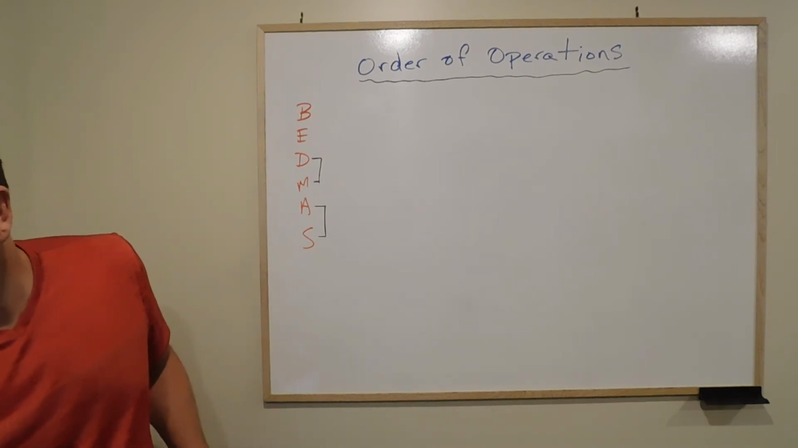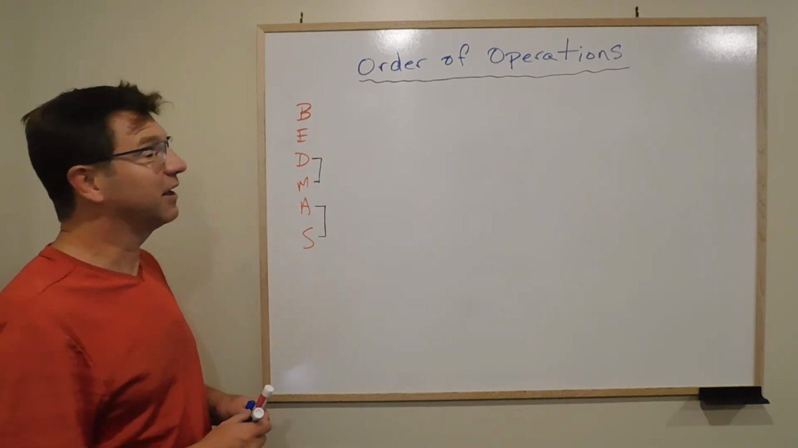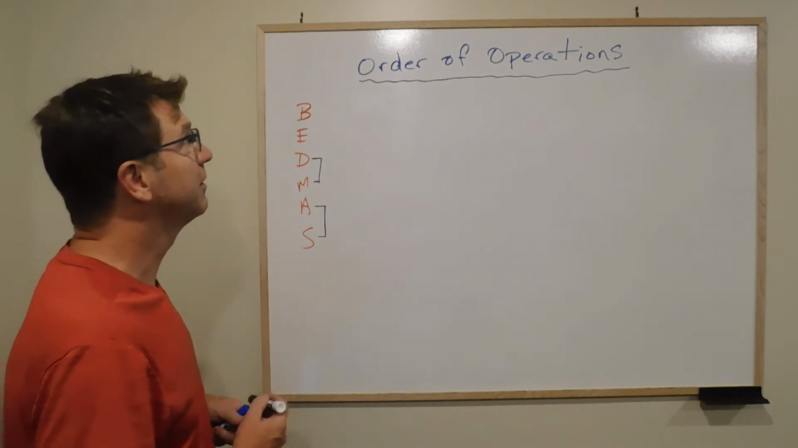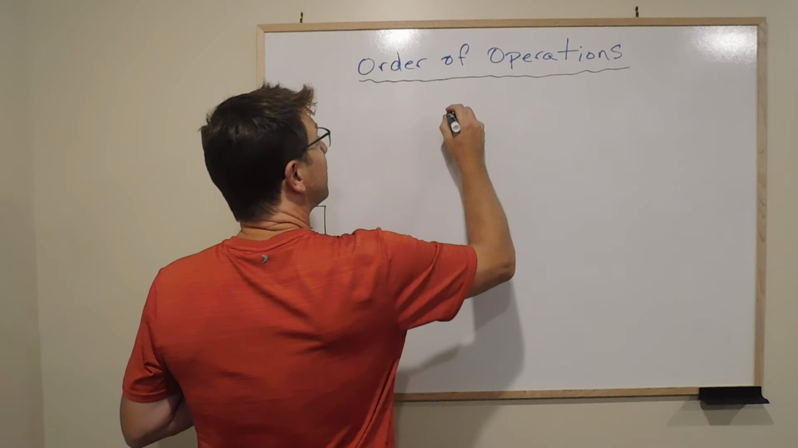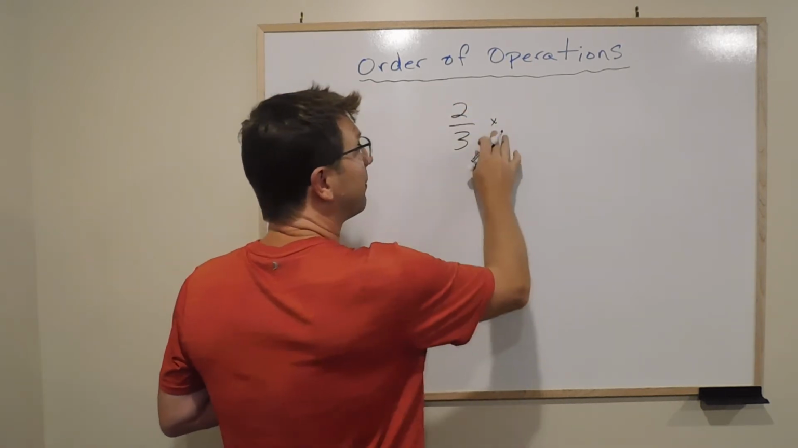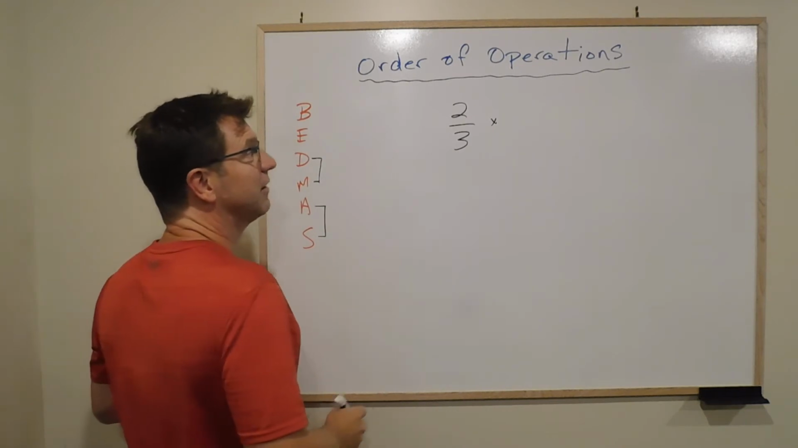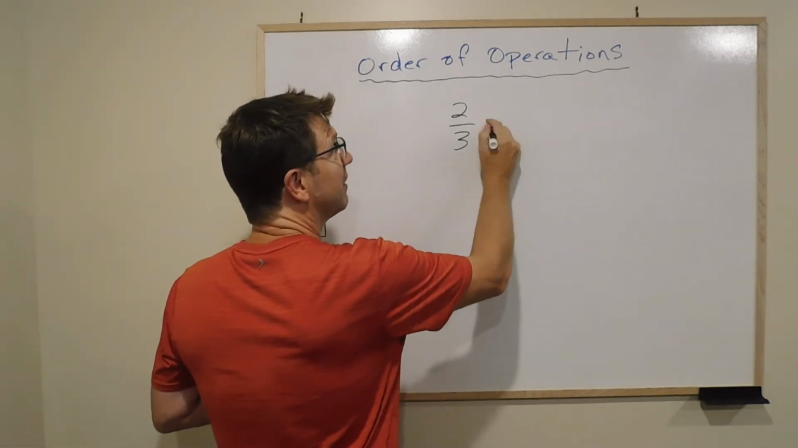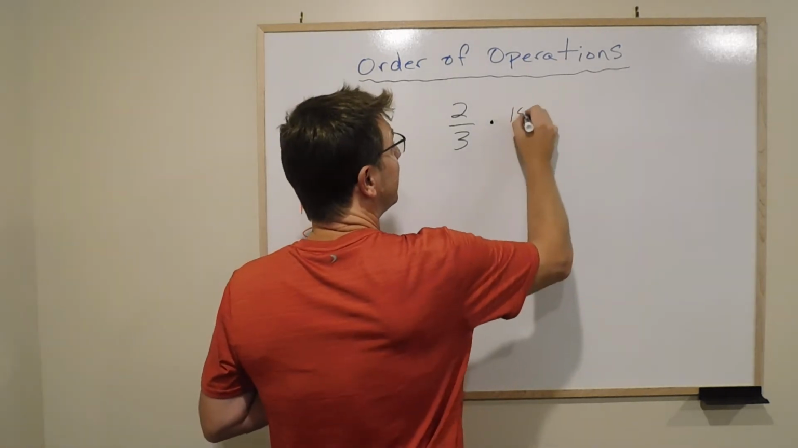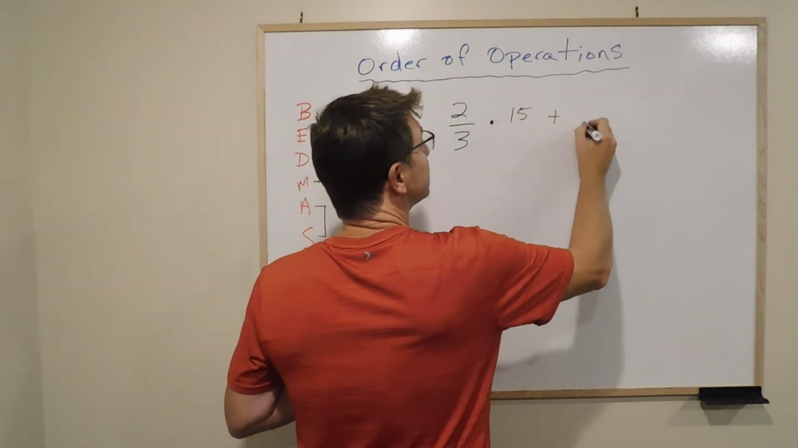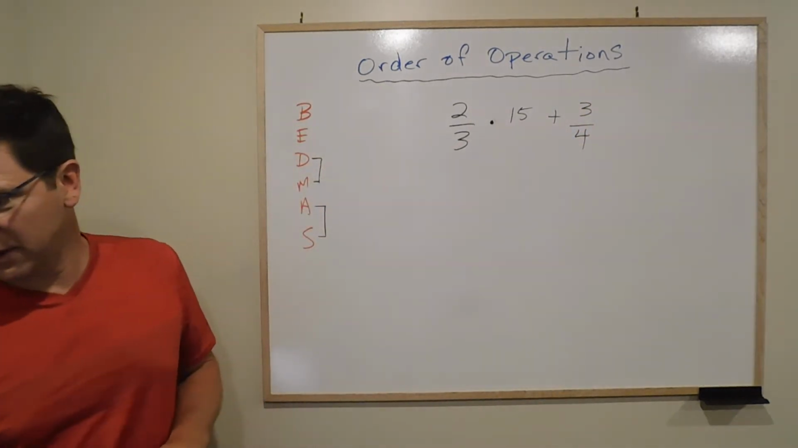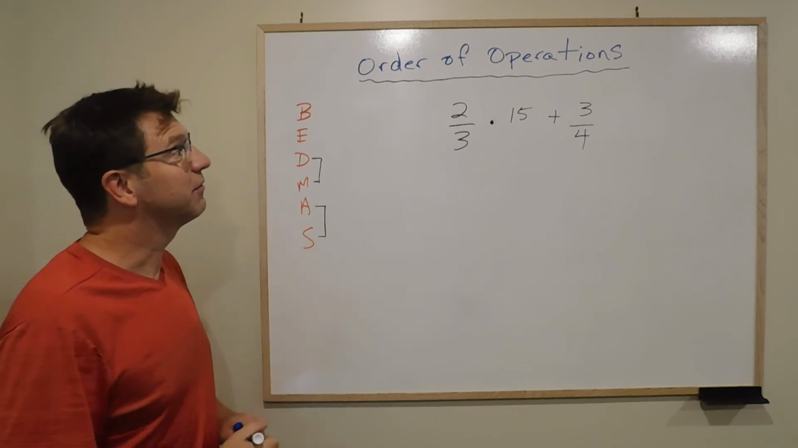Now, we're going to look here at a couple of examples, and we're using fractions on these examples. So here we go. Right. So let's say I had 2/3 times. Remember, you can use the dot for multiplication. Okay, so instead of the times sign, we'll have to use the dot. 2/3 times 15 plus 3/4, something like that. Right, and looking at the slide, I see they're doing order of operations with fractions.